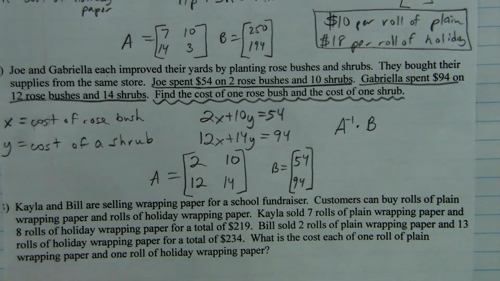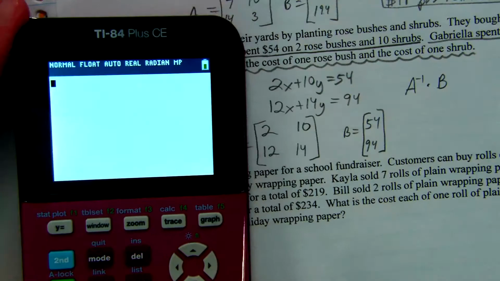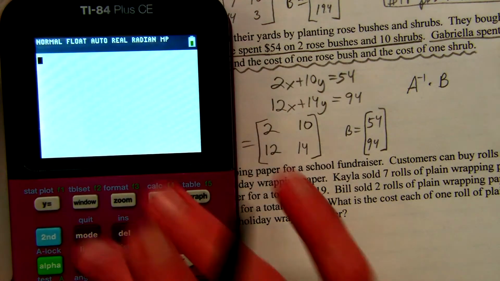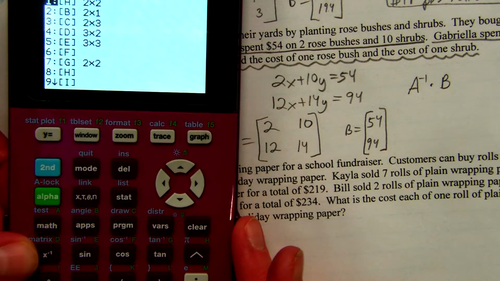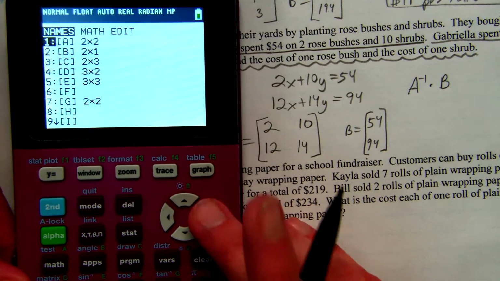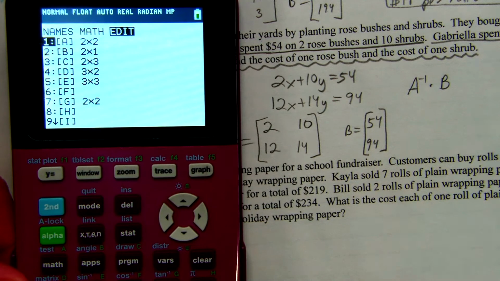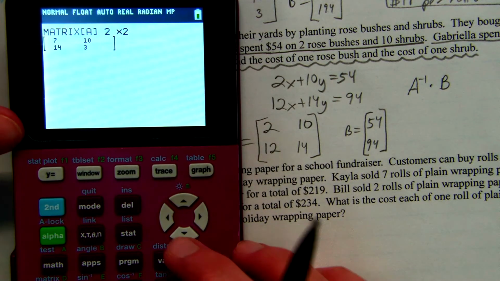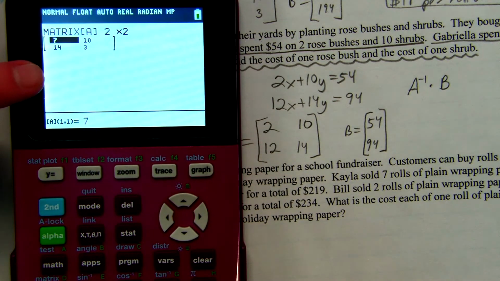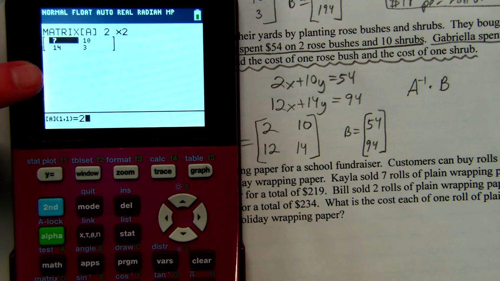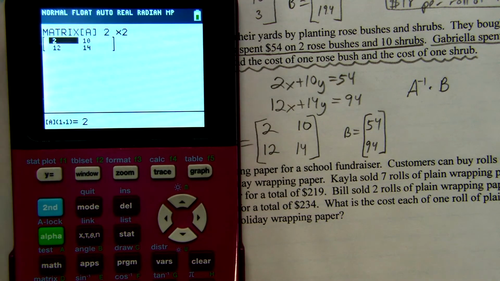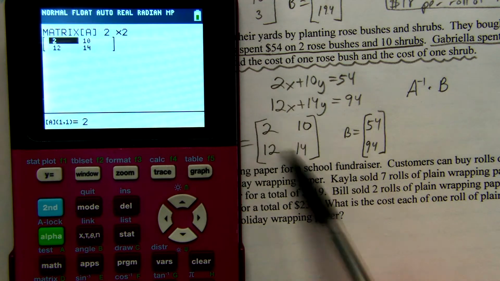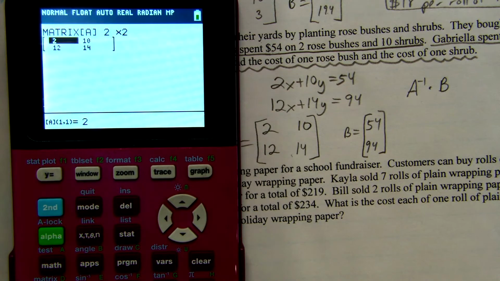All right, so let's put these into the calculator. So we go second, and then you want that matrix menu, which is down here. And you have to go over to edit, and I forget that all the time. I'm going to go ahead and use A because it's already set up as a 2 by 2. So 2, 10, 12, and 14. So there's matrix A. Make sure you're putting them in just like they are in the equation.